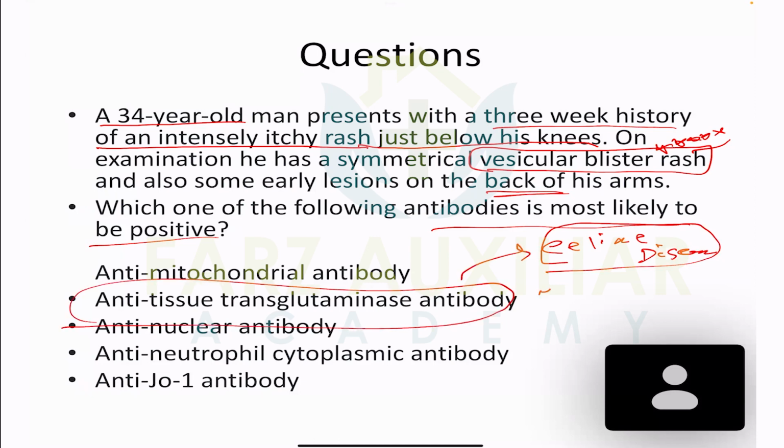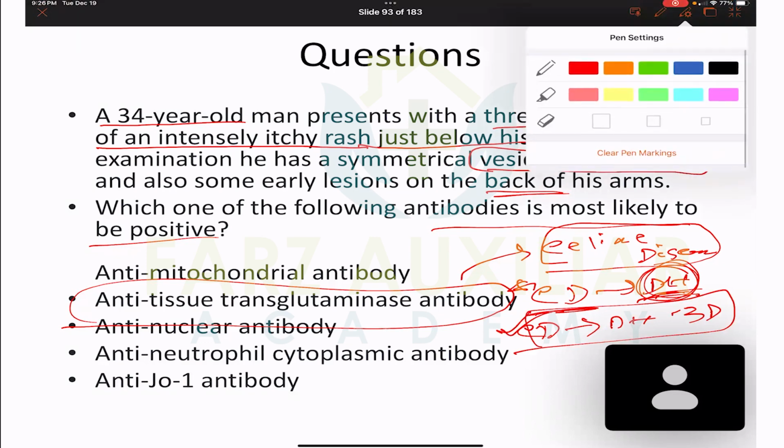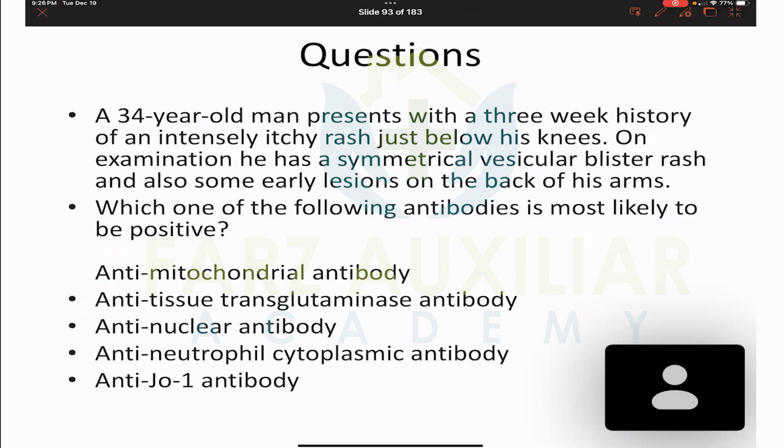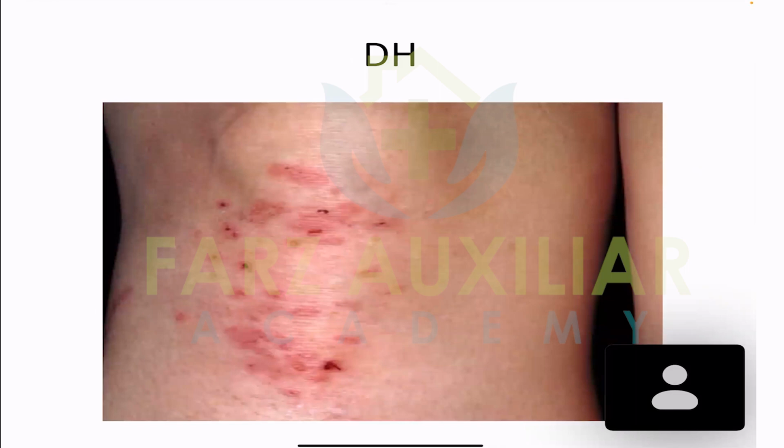So celiac disease, you are familiar with it. Very nice. This is the clue. You may have read dermatitis herpetiformis many times, but you need to correlate it with CD, DH, and 3D. I think that would be better for answering. So these are the terms. For any questions you can get, you can answer right now. The answer is anti-tissue transglutaminase antibody. This is the blister-like dermatitis herpetiformis.